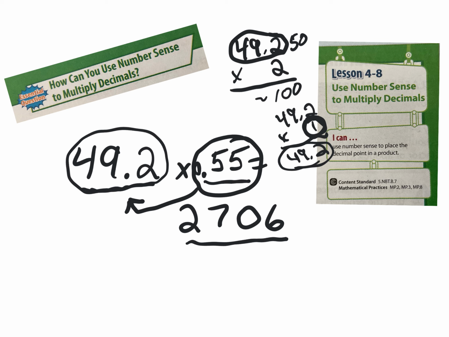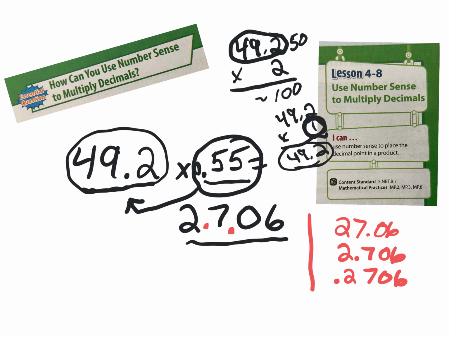Could I put my decimal here? 27.06, 27 and 6 hundredths. Well, that's definitely a possibility. So I'm going to write that over here, 27 and 6 hundredths. What if I put my decimal here and made it 2.706? Possible because it's less than 49. And then finally, 0.2706. So we just narrowed it down to 3 possible answers.